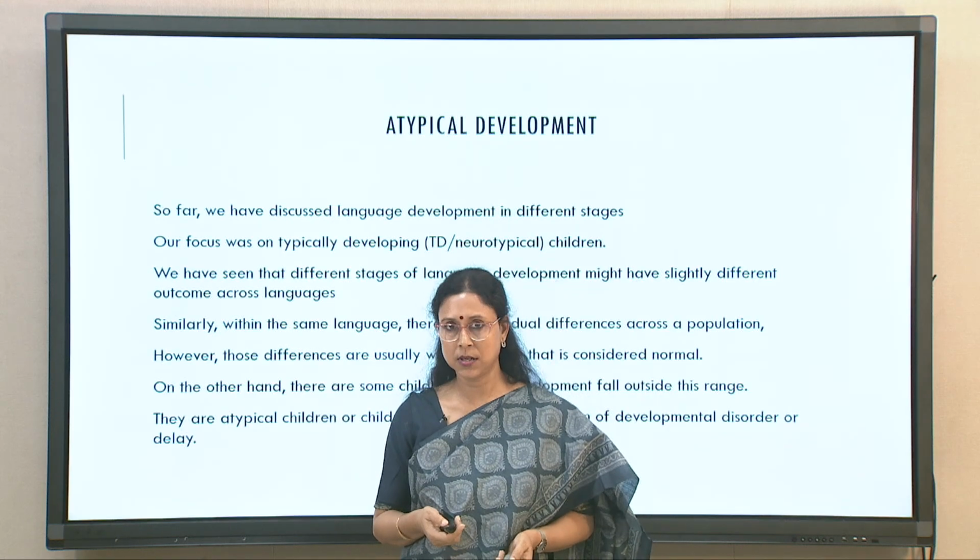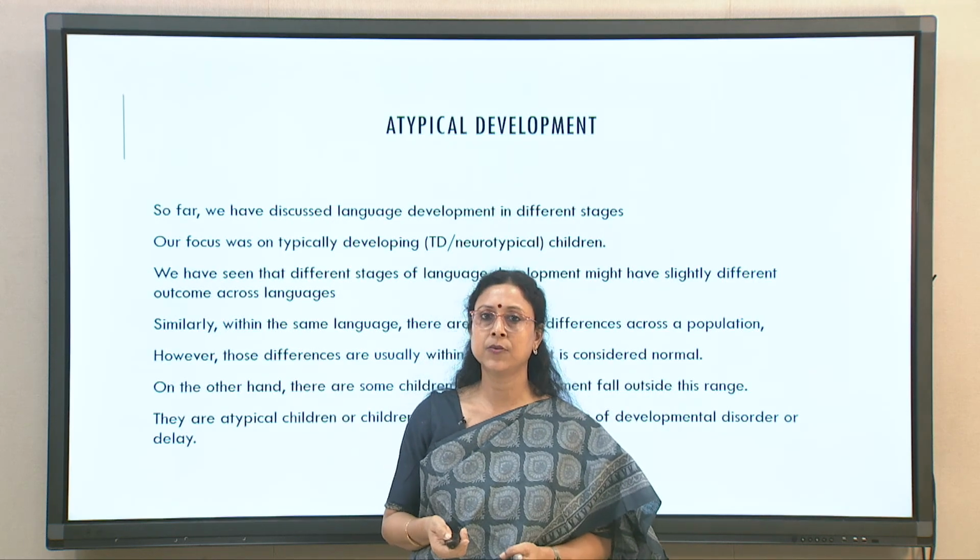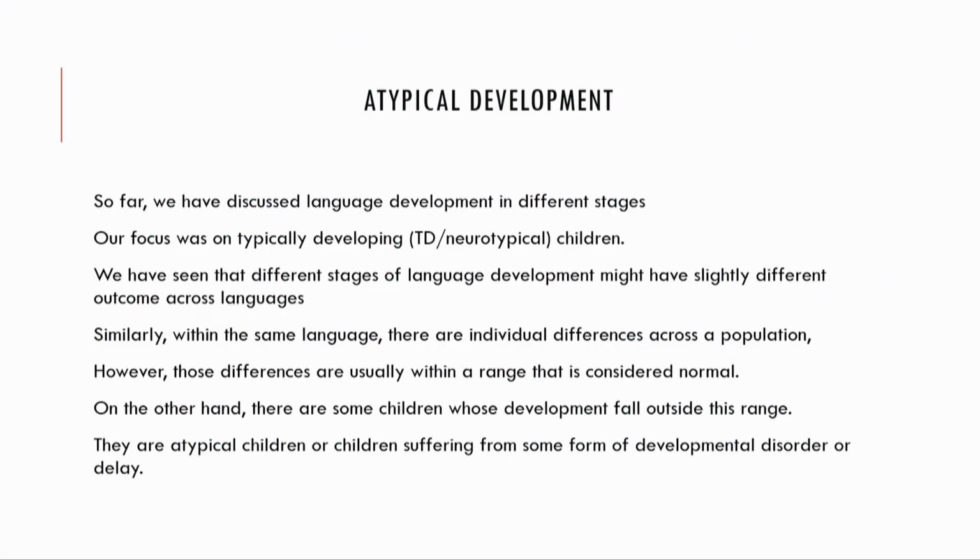But first let us set the stage and look at what we mean by atypical development. So far we have discussed language development in different stages through different kinds of linguistic parameters. Our entire focus throughout the last 11 modules has been on typically developing children, who are also called neurotypical children. These are children who develop normally, with the typical milestones as far as age is concerned, and that is the scenario within which we understood how language acquisition takes place.